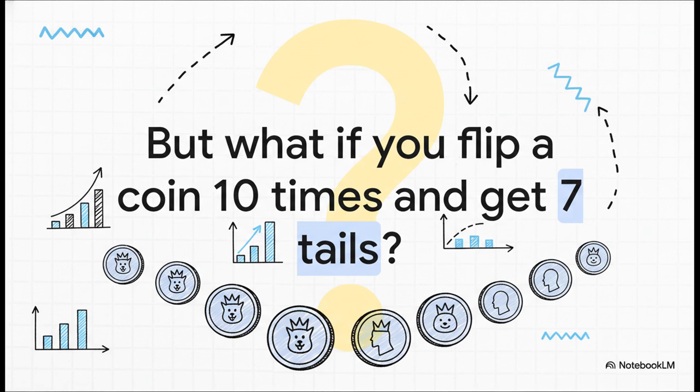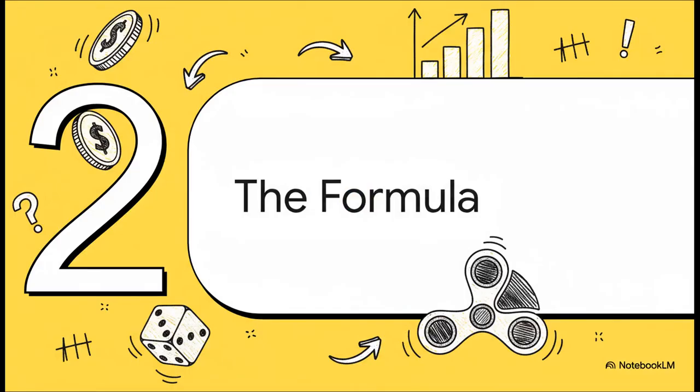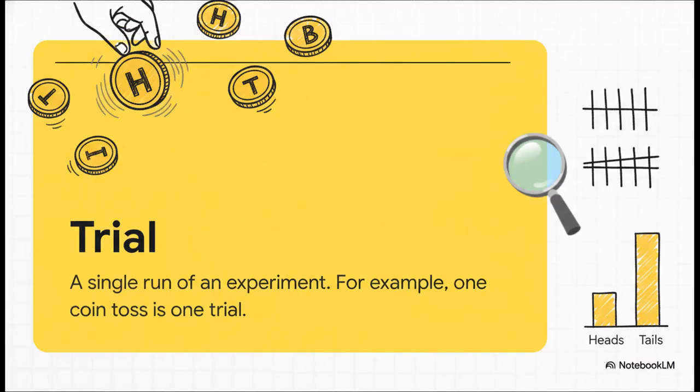So how do we measure the probability of what actually happened? That's exactly where experimental probability comes in. And thankfully, it has its own really straightforward formula. But before we get to that, we need to make sure we're on the same page with a couple of key terms. First up is a trial. This is just a fancy word for one single go at the experiment. So, one coin flip, that's one trial. Flipping it 10 times, you've run 10 trials. Simple enough, right?